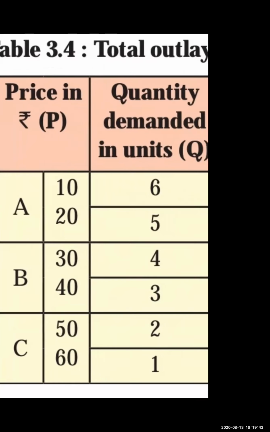Now in situation B, the original price is 30 rupees. At that price, the quantity demanded was 4 units. So 30 into 4 is what?